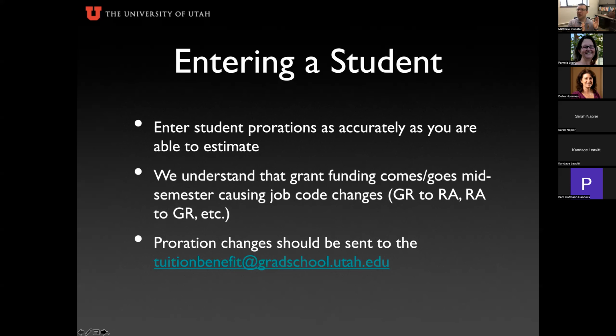So your student is going to be partially on faculty startup or department funds, and then they'll go on to grant funding as a research assistant. So enter what you are able to as accurately as you're able to in those situations. And as you find during the semester that the prorations need to be fixed, simply email me and I can change that on the back end, no problem at all.